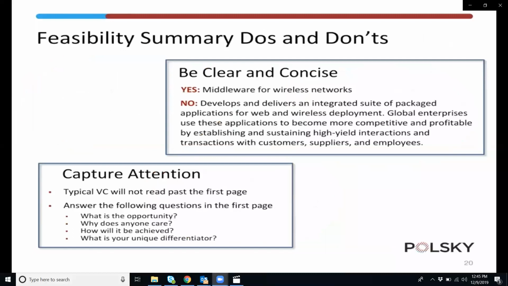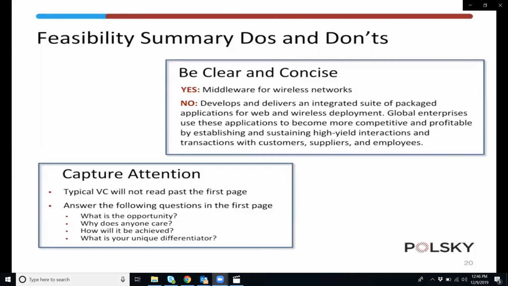Be really clear and simple and concise. We're middleware for wireless networks, and then you can go on and describe what it does. Compare that to: We develop and deliver an integrated suite of packaged applications for web and wireless deployment. Global enterprises use these applications to become more competitive and profitable by establishing and sustaining high-yield interactions and transactions with customers, suppliers, and employees. That's a lot of words that have some kind of a meaning for you when you write them, but don't really mean anything to a reader.